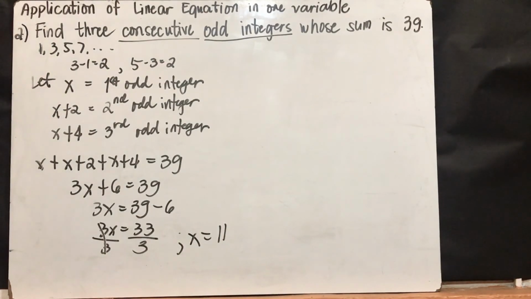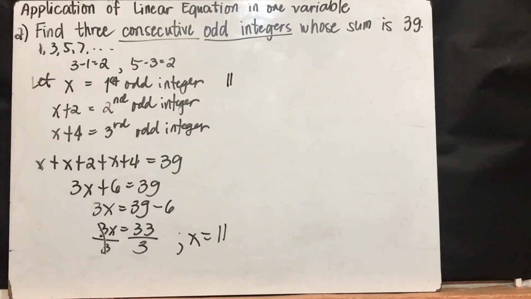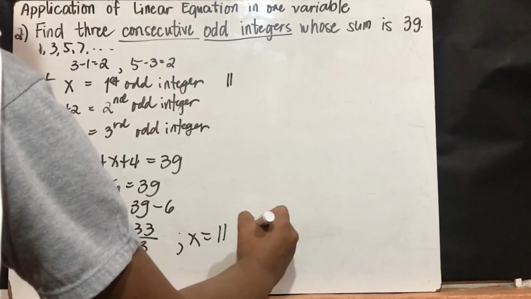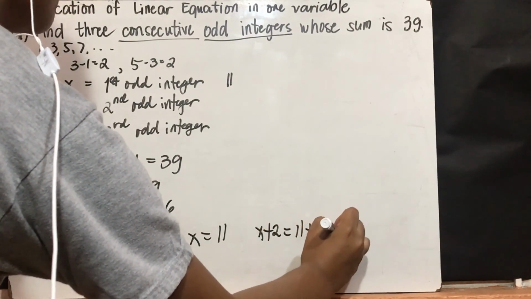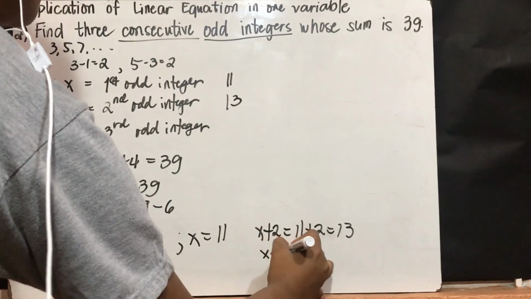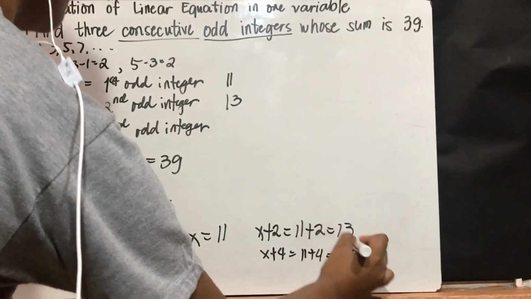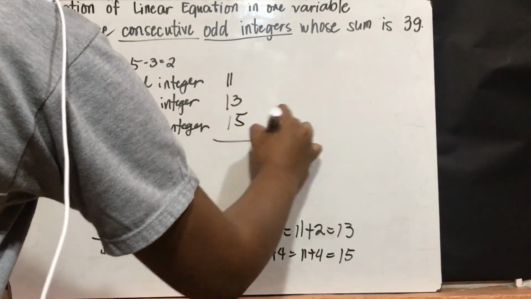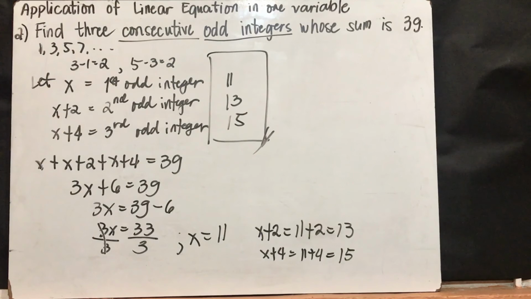So that is your first odd integer. This is 11. And now solving for the second odd integer, we have x plus 2, which is equal to 11 plus 2. And this is equal to 13. And finally, for the last one, we have x plus 4 is equal to 11 plus 4. That is equal to 15. So, these three are your consecutive odd integers na hinahanap ng problem. So, that's example number 2.